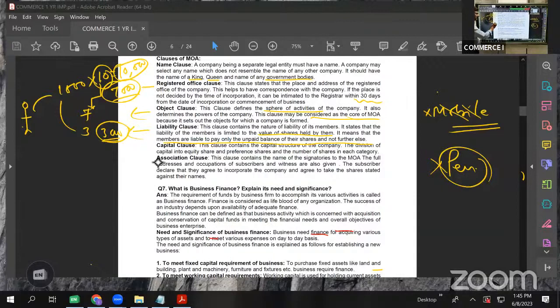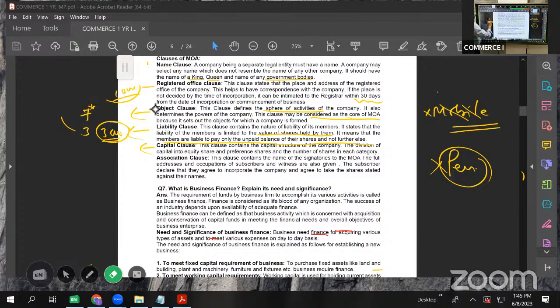Okay. Next is capital clause. In the capital clause, the company will mention the capital structure. Now, what is capital structure? Say a company is going to issue totally, let us say, 50 lakhs as share capital. They are going to issue 50 lakhs as share capital.